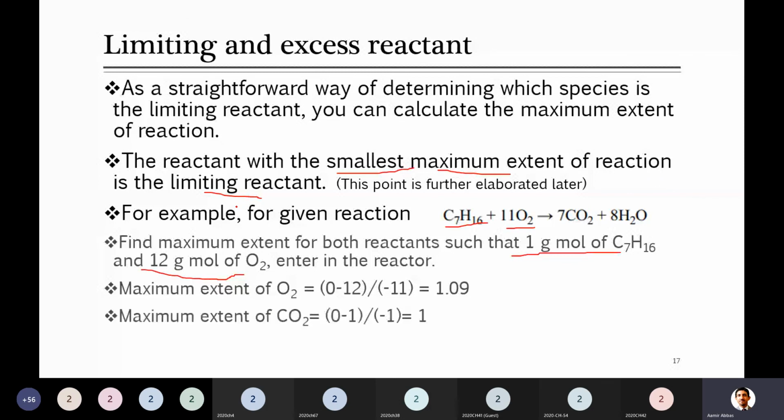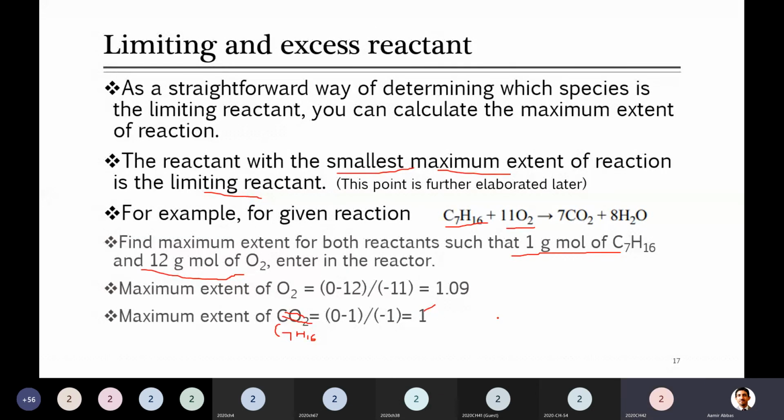So the maximum extent of oxygen is 1.09. Let's also calculate the value for the other reactant, which is C7H16. Please do this correction also. At the end of the reaction, it should be completely consumed, so that will be 0 minus initially how many were given in the question? They were 1 gram mole of C7H16, divided by its coefficient, minus 1, so its value is 1.